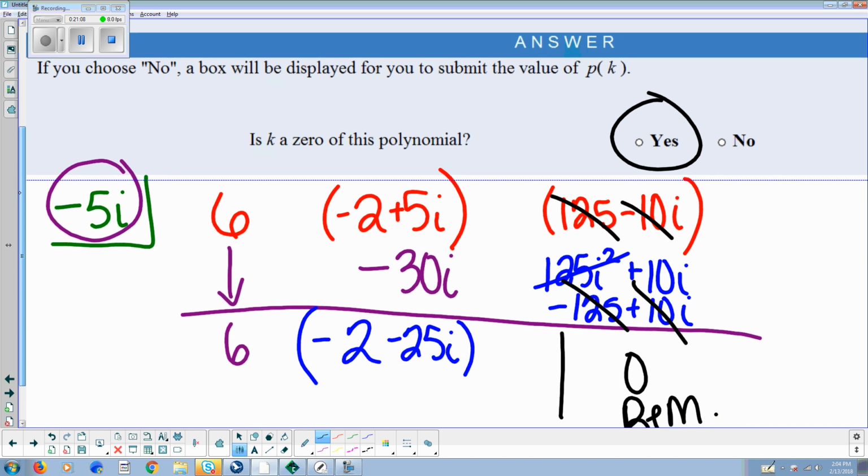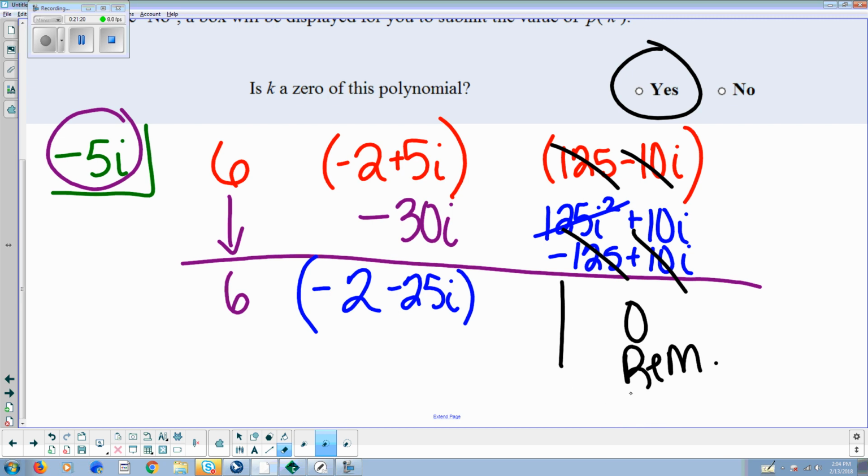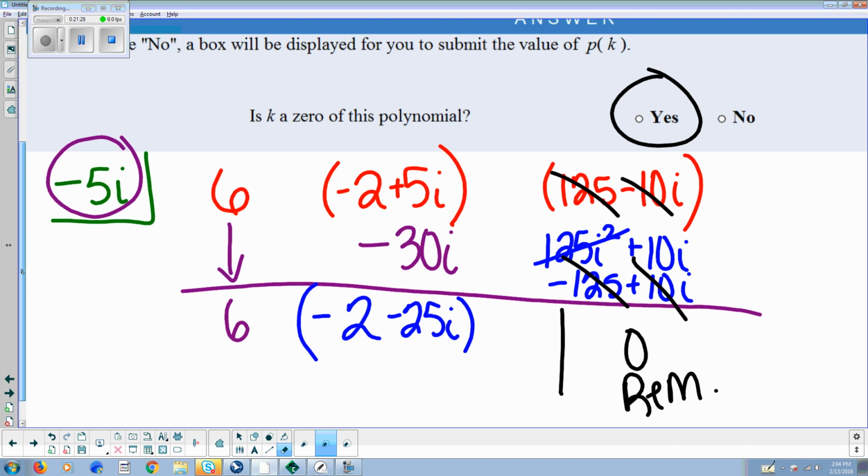So if you say no, the value of P of k is the remainder. So P of k would be 3 if I had gotten 3 for a remainder. Of course, I didn't get 3 for a remainder, so the P of k in this example is 0. I do want to show you that was using the process of synthetic division to come up with the remainder.